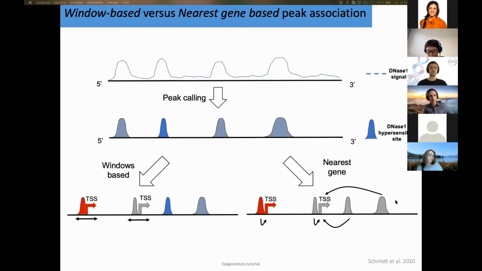So I wanted to use now the Portal app here, because I posed a question asking which target gene identification method is better in your point of view. And you could click either on window-based, nearest gene, or both have problems. So I'd like you to click this now. And in a minute or so, we're going to see what people think.